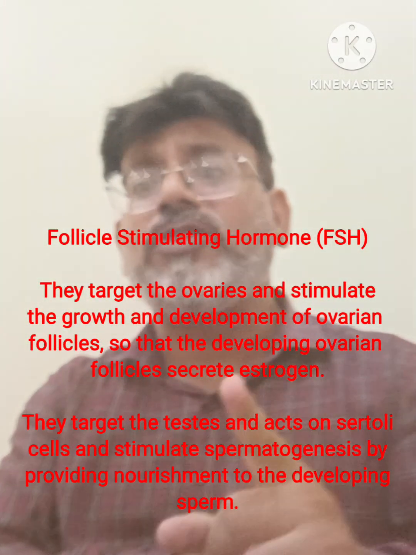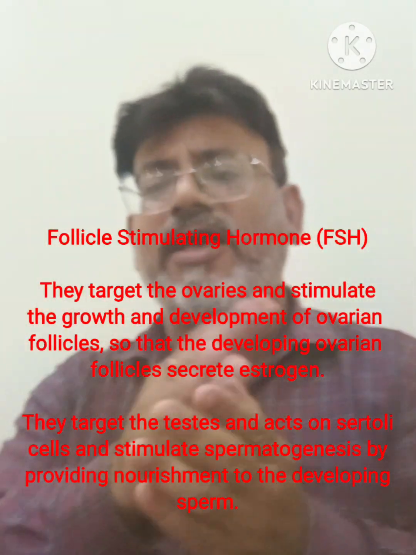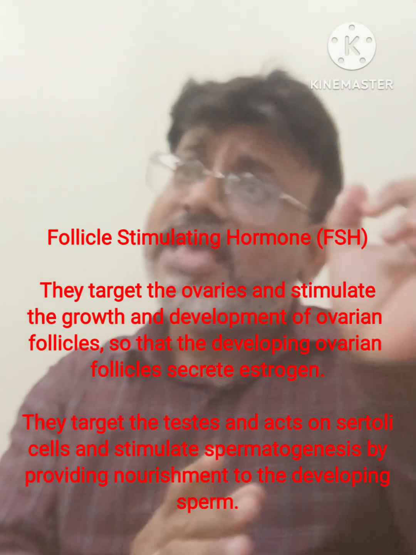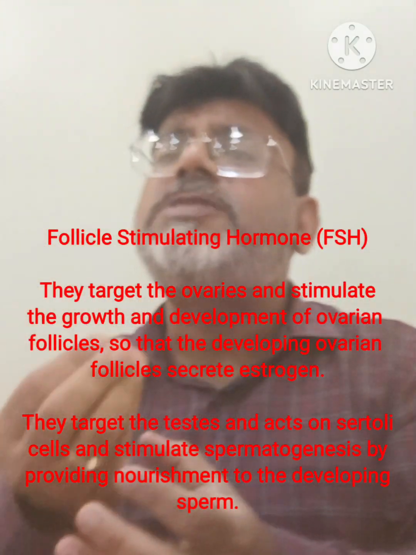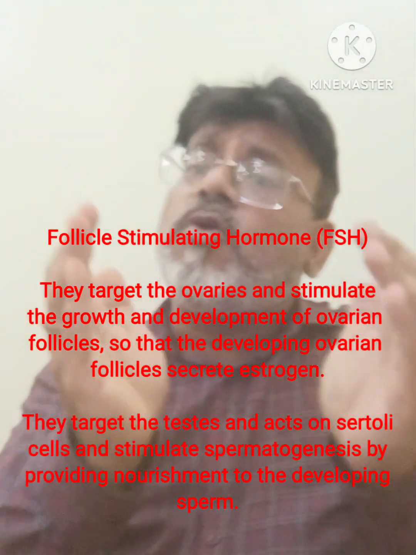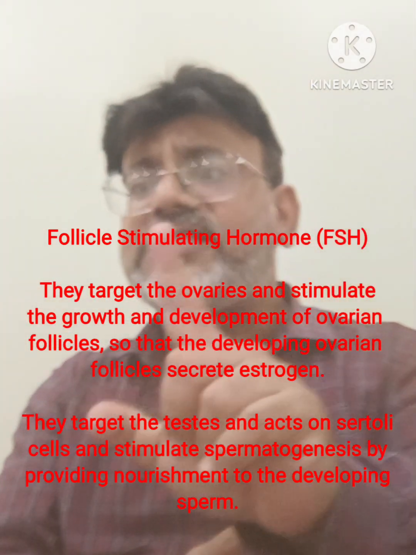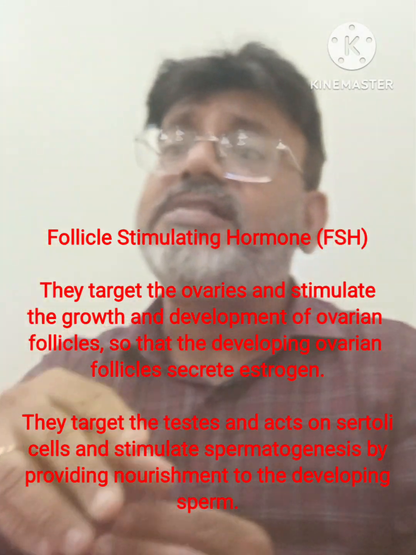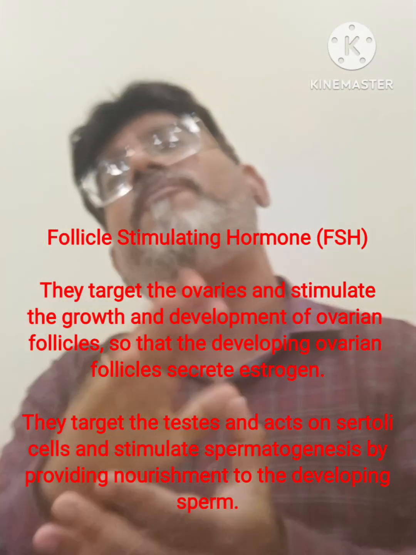But here we should know that sperms are produced from stem cells called spermatogonia. In plural it is called spermatogonia, in singular it is spermatogonium. These are the stem cells which produce sperms. Sertoli cells only support and nourish the developing sperm. And follicle stimulating hormone acts on the Sertoli cells to stimulate spermatogenesis by providing nourishment to the developing sperm.